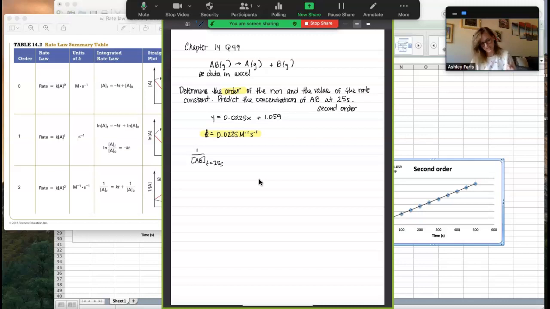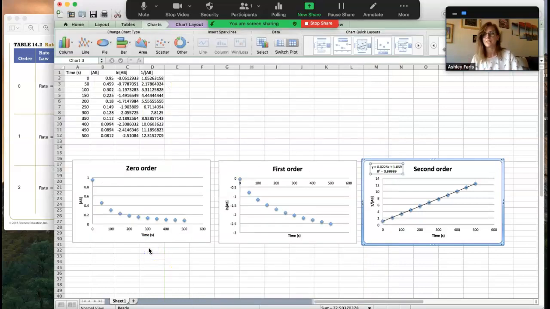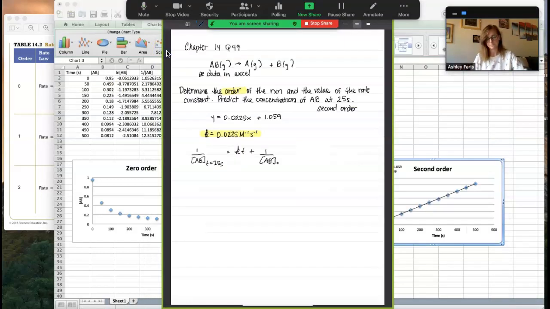And we want to find the concentration of AB at 25 seconds, which is equal to kt plus 1 over the initial concentration. Looking back at our data, time is equal to 0 seconds. Our initial concentration was 0.95 molar, so you'd have to find that from the actual data. So I'm going to start to plug in. I'm going to plug this into my calculator.